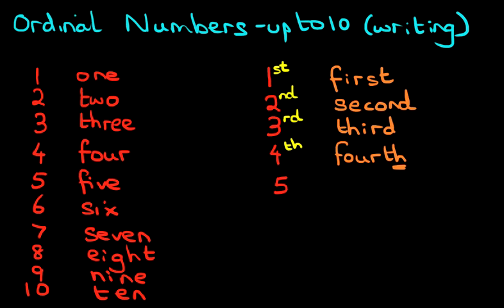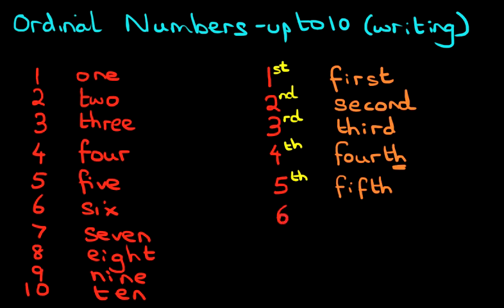So 5 is fifth. That's also with a TH. Now how do you write this down? Well, say it loudly. Fifth. So what we have to do is put a FIFTH. It looks exactly how you say it. Fifth. Okay, there's no V. It's FIFTH.